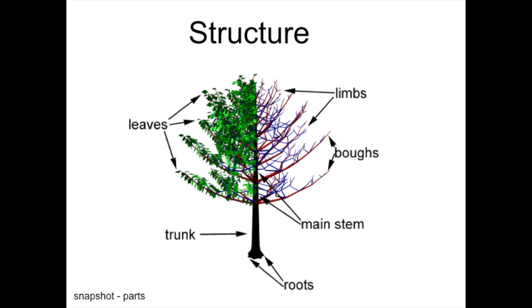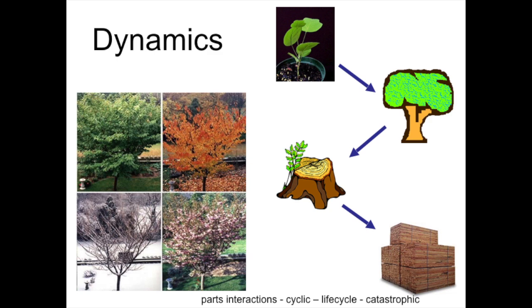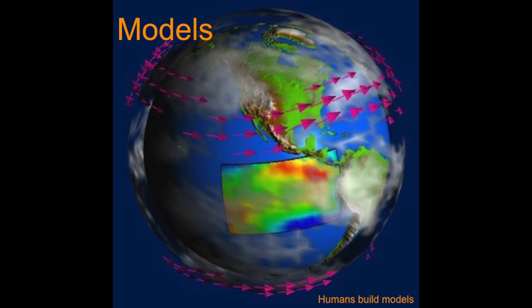Now, a couple of definitions really quick. I use structure to mean the snapshot of a system. What are the constituent parts that, if you just froze it in time, you could look at and say that's the structure of a system? Dynamics are the way those parts interact through time, either the way they interact or the cyclic relationships, life cycle, even catastrophic changes that can occur to a system through time. And models I use very widely to mean both the models we build in the computer and also the models that we build in our heads.